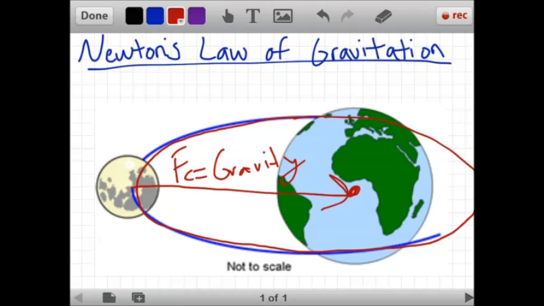So this is just one way that we can connect Newton's law of gravitation to centripetal forces. This gravitational force is the centripetal force that makes the moon orbit the Earth. It's also the centripetal force that makes the Earth orbit the Sun and every other planet orbit the Sun, our solar system orbit our galaxy, galaxies orbit other galaxies, and so on. It's a huge idea.